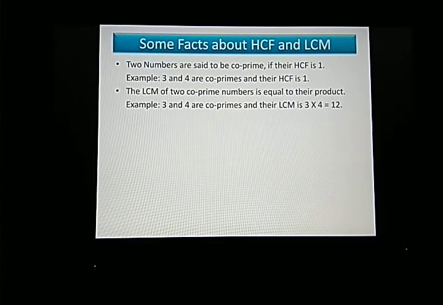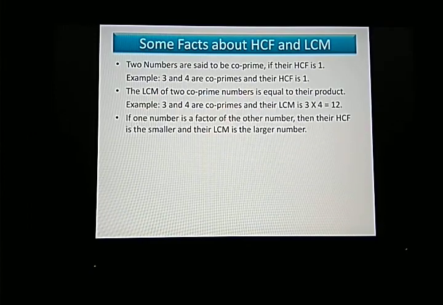Next, the LCM of two co-prime numbers is equal to their product. If you have to find the LCM of two co-prime numbers, then since nothing is common between them except 1, for finding out the LCM we just need to find their product. Say for example 3 and 4 are co-prime, so if we want to find the LCM, just do the product, 3 into 4. That will give us their LCM.